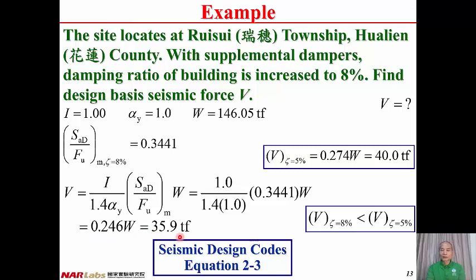equal to 35.9 ton force. And from previous lecture, we have already found the design basis seismic force for the damping ratio equal to 5%. V for the damping ratio equal to 5% equal to 40 tons. And compare these two, and we found that the design basis seismic force for the damping ratio equal to 8% is less than that for the damping ratio equal to 5%. This is true for this case. Is it also true for other cases?